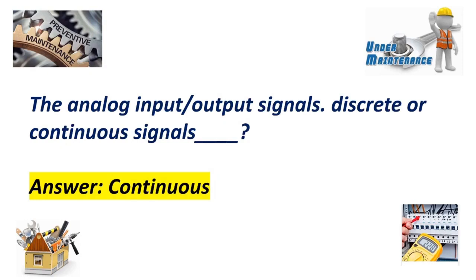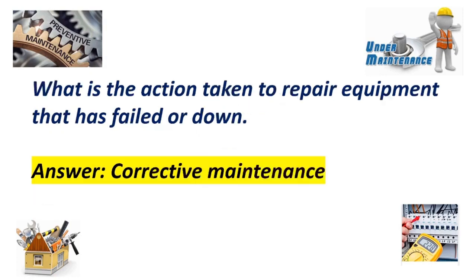Are the analog input and output signals discrete or continuous signals? Answer continuous signal. What is the action taken to repair equipment that has failed or is down? Answer corrective maintenance.